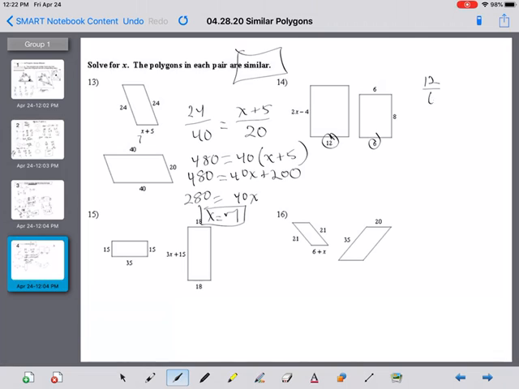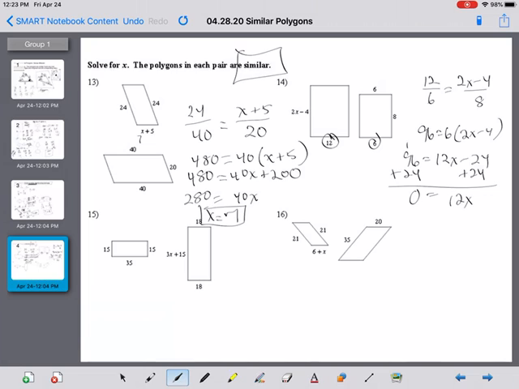Okay, so let's see. The 12 corresponds to the 6. The 2x minus 4 corresponds to the 8. Cross multiply. My people who like algebra will probably like this section. So add 24 to both sides. 120 equals 12x. Divide both sides by 12, x equals 10. Go ahead and try 15 and 16. Pause the video.